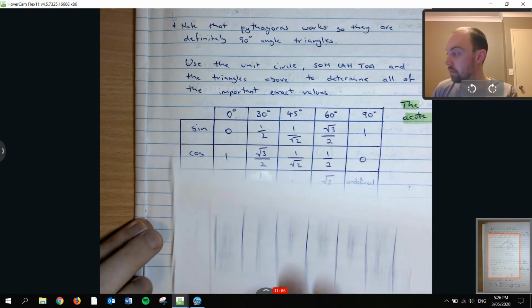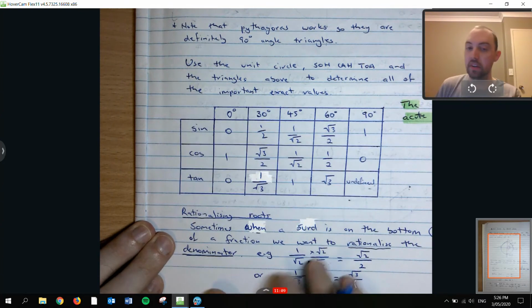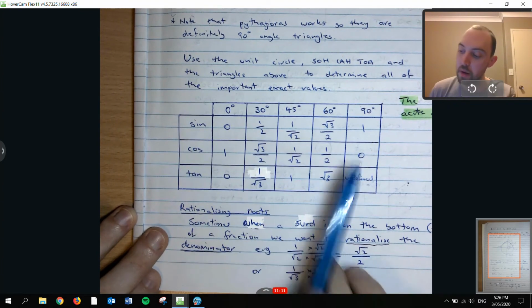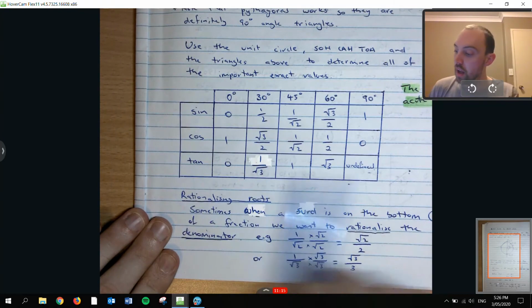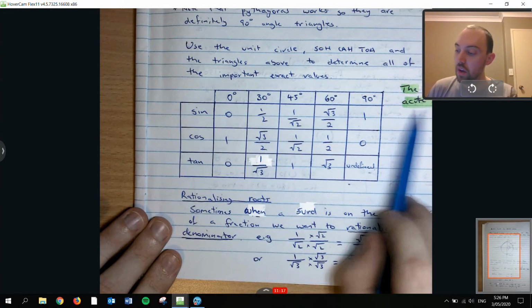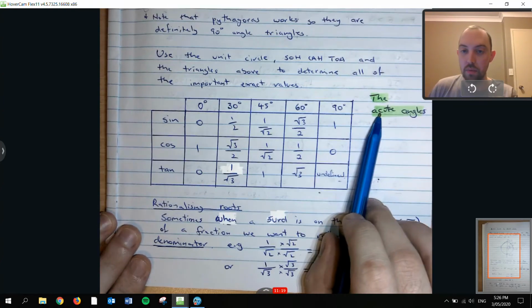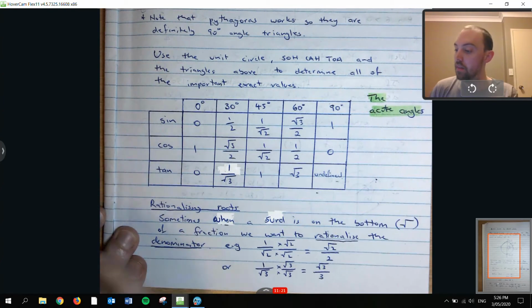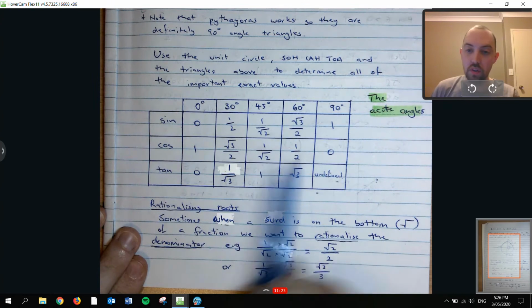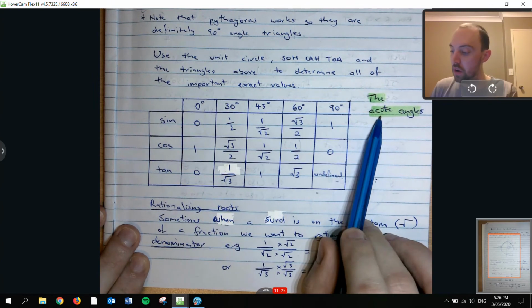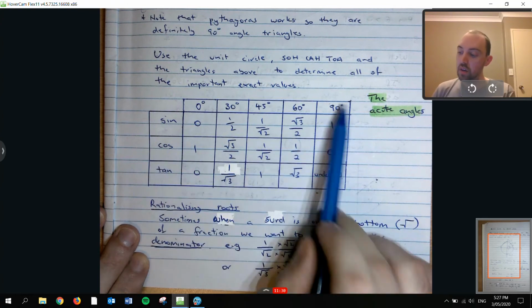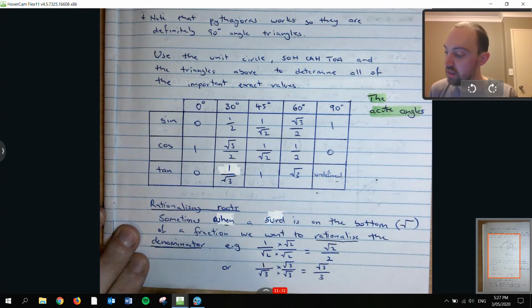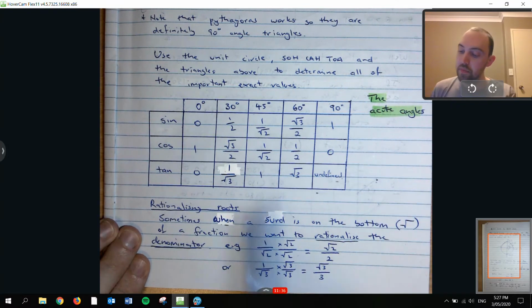All right, well, if you did pause the video and have a shot, hopefully you came up with these values. And that is the acute angles. Everything that we're going to be doing from here on out is going to use these. And we're going to refer to them as the acute angles because they're between 0 and 90. Although 90 is not really acute, it's right, but we'll get to that.